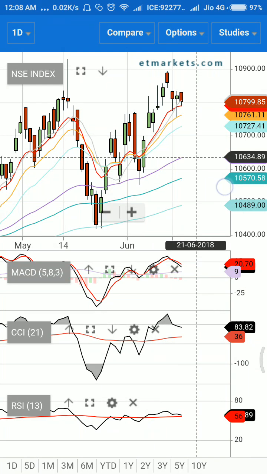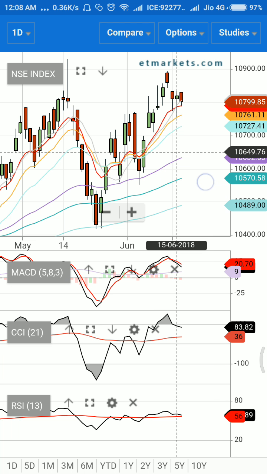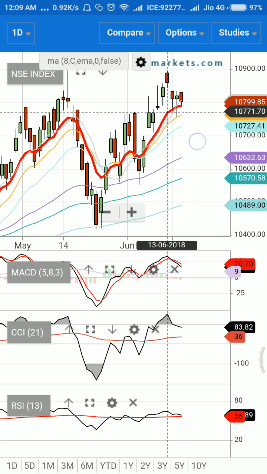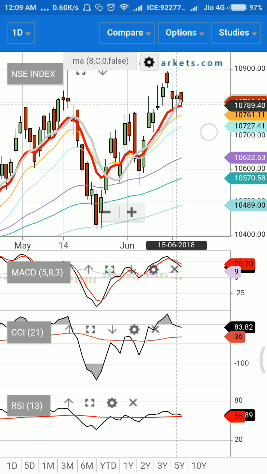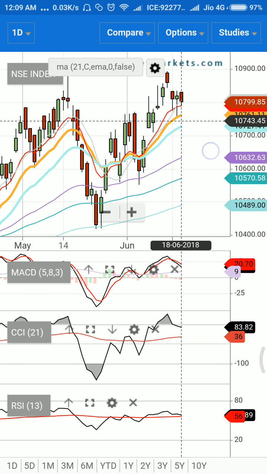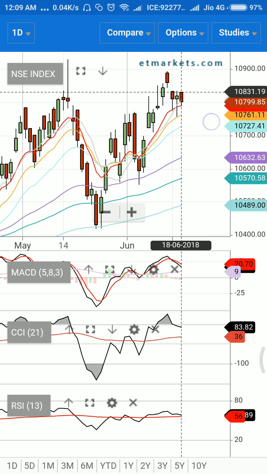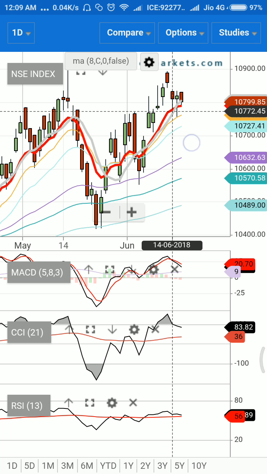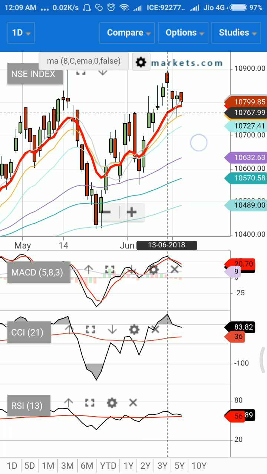So in my previous video, I did mention that the market has taken support near its crucial level, which is the 8 days exponential moving average. So it should open with a gap up sentiment. As you can see, the market did open with a gap up sentiment, but now the resistance is clearly emerging near the 10,830 level. The next day as well, you can see that the market was not able to sustain at high levels, came down again taking support near the 8 days exponential moving average.